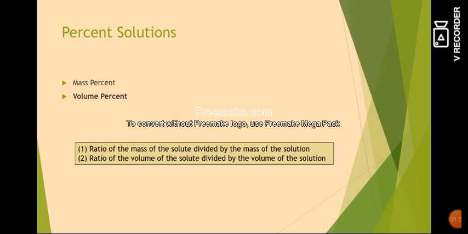The percent can further be determined in one of two ways, that is mass percent, which is the ratio of the mass of the solute divided by the mass of the solution, and volume percent, which is the ratio of the volume of the solute and the volume of the solution.